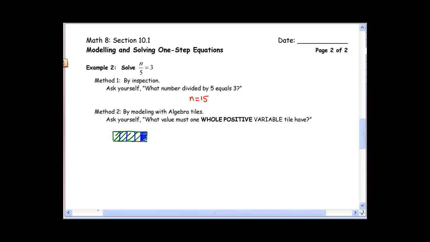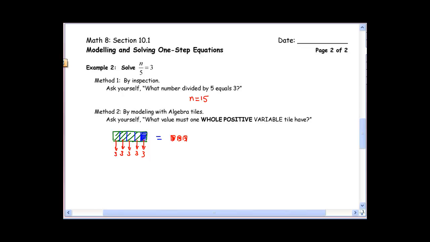And that last piece is equivalent to 3, which means it's 3 solid small squares. Okay? Now, if this equals 3, our goal is to say what value must one whole positive variable represent? Meaning, I want the whole thing shaded in. So I guess that means each of these pieces is equal to 3.